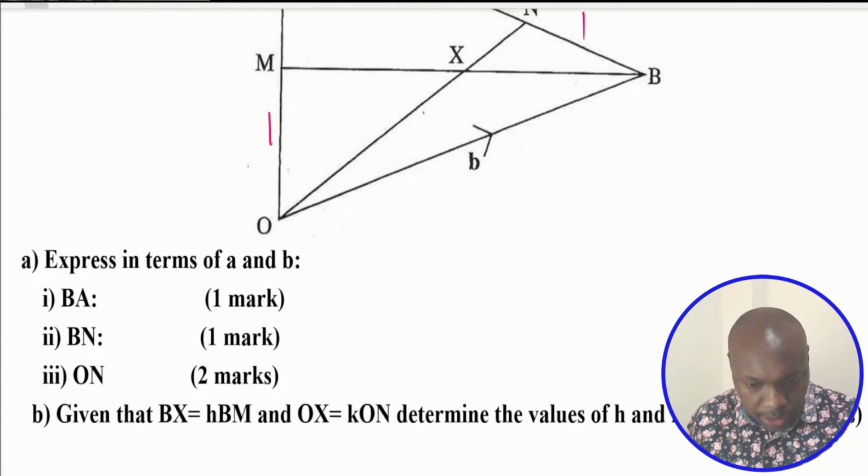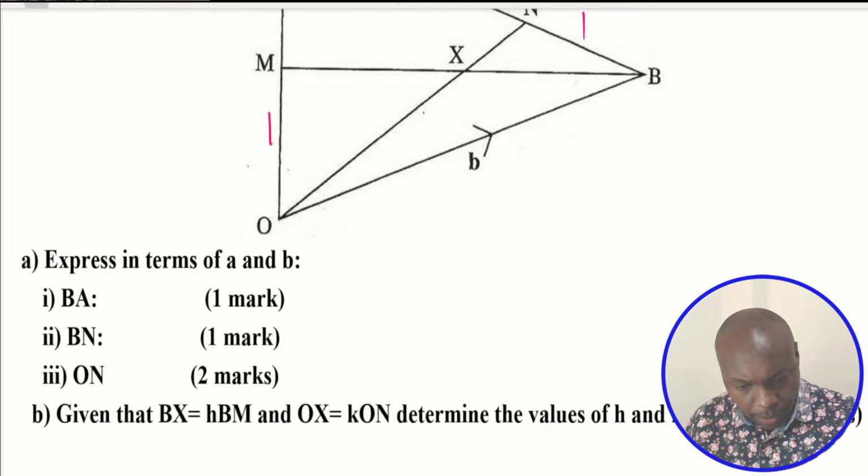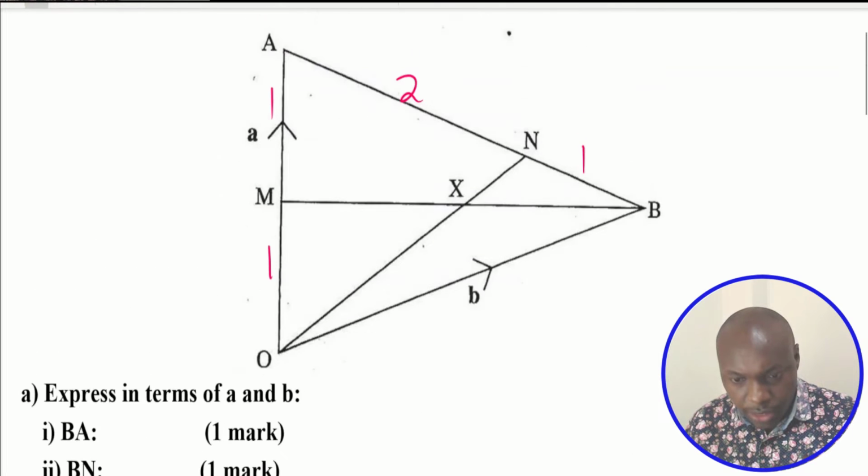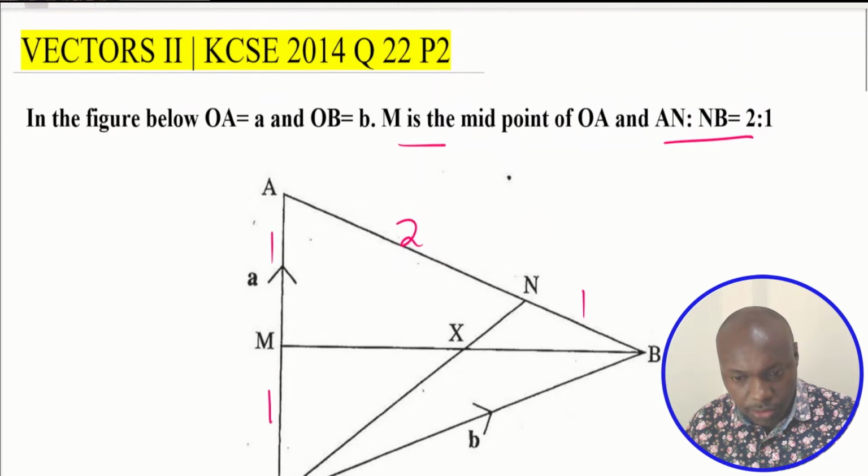A, express in terms of A and B: Part 1, vector BA. Part 2, vector BN. Part 3, vector ON. Part B of the question, given that vector BX is equal to H BM and vector OX is equal to K ON, determine the values of H and K. So those are the questions. Let's go straight to the solution.